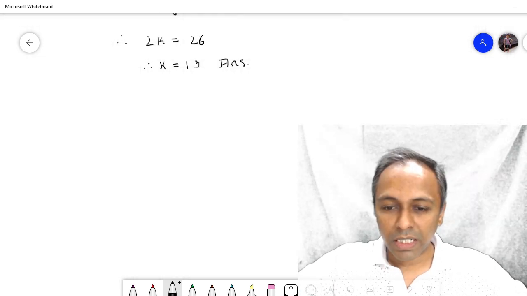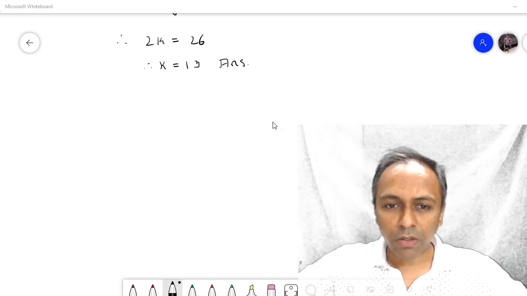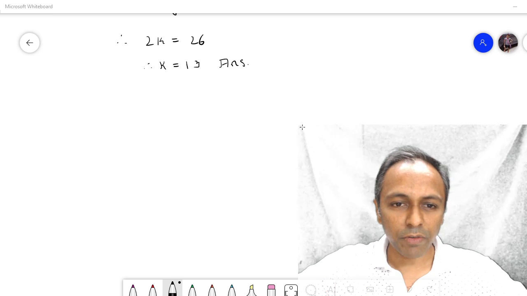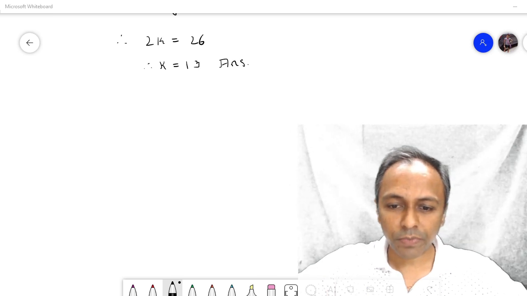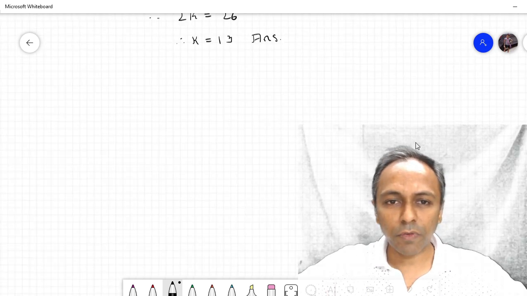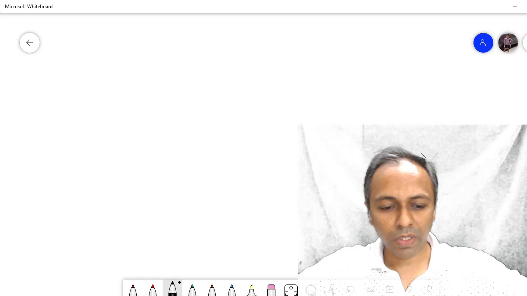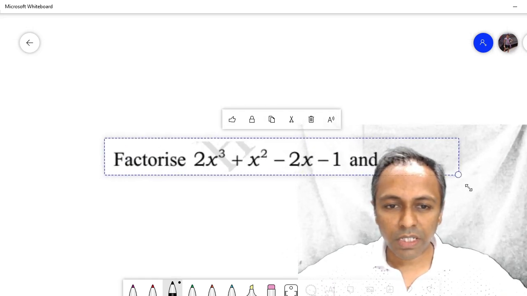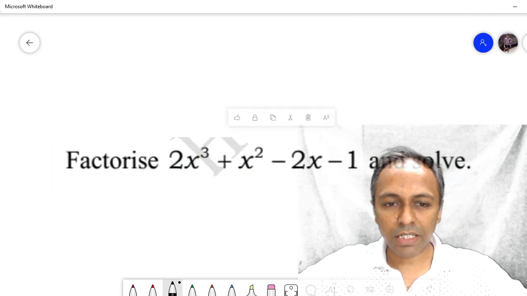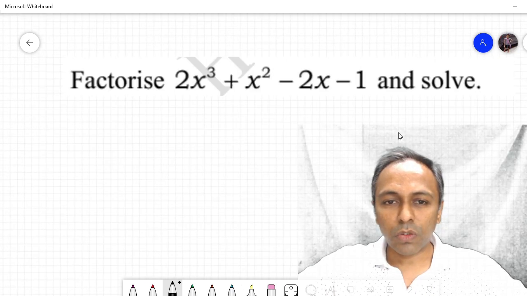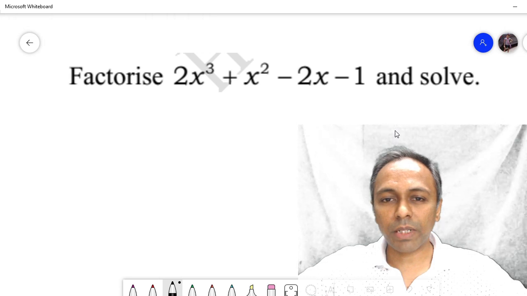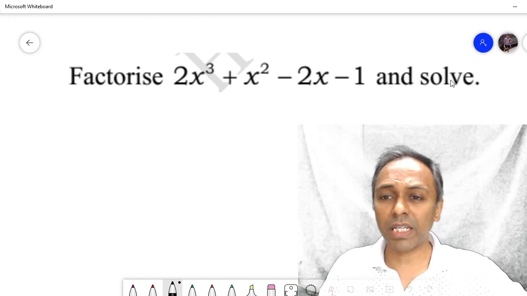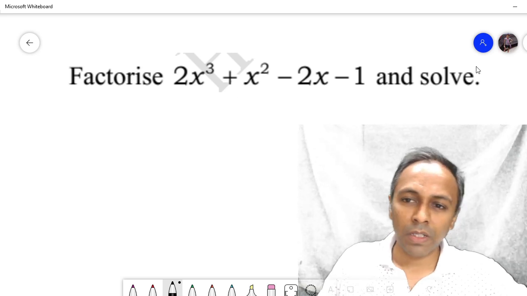Let's take some more examples to gain confidence. Say we have a 4-mark question coming up. Say we have factorize 2x cube plus x square minus 2x minus 1, and then further he's saying and solve also.